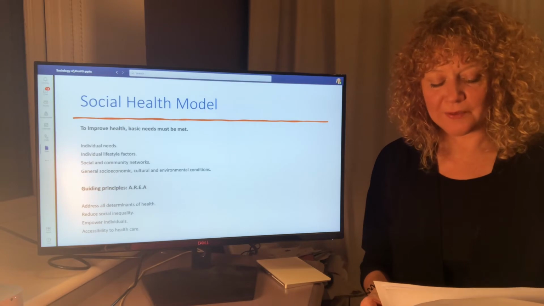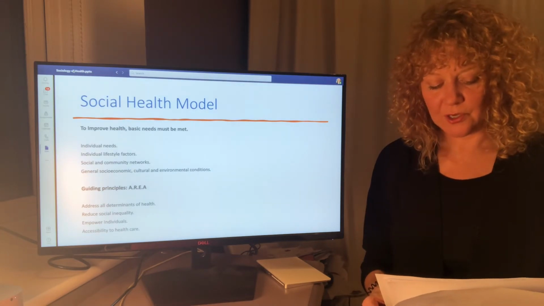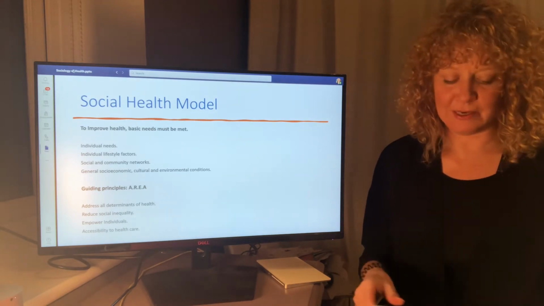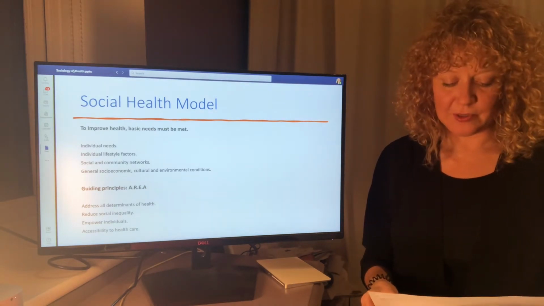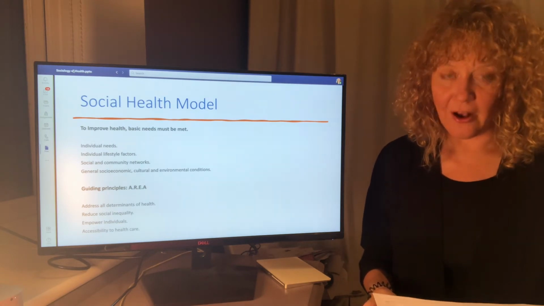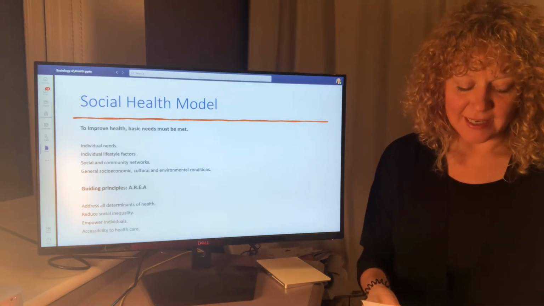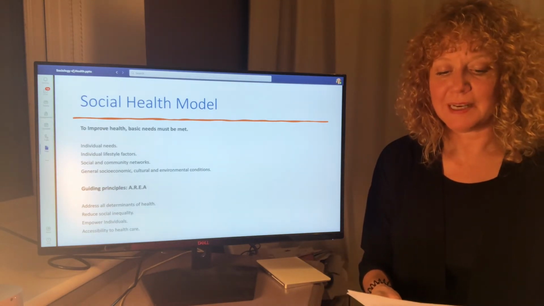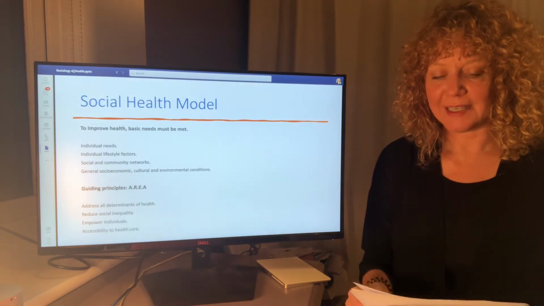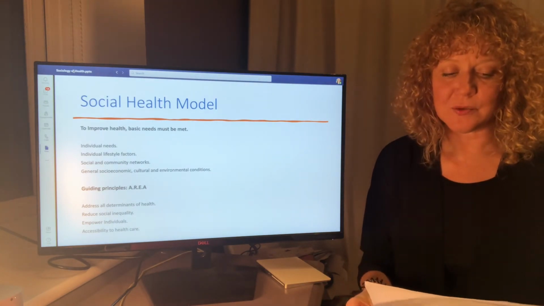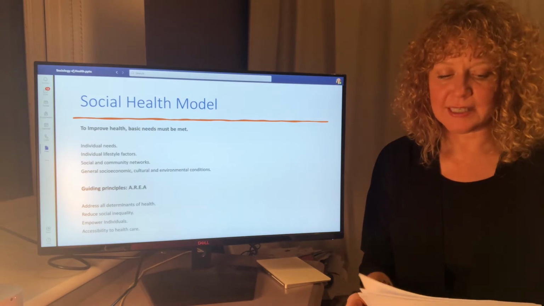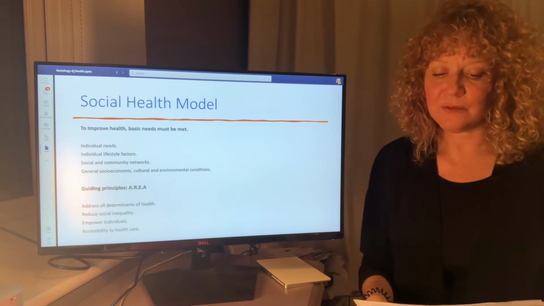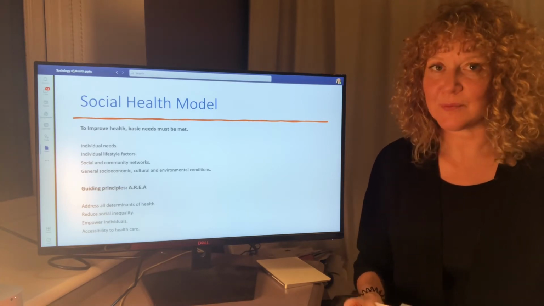So, moving away from the biological model to a more social model reduced the medical professional's power, influence and the medical gaze. The guiding principles of the social model of health are: address all determinants of health; reduce social inequality, meaning everyone should have access to healthcare; empower individuals in the community; provide resources and skills to improve health; and accessibility to healthcare. Healthcare should be affordable, appropriate and accessible to all.